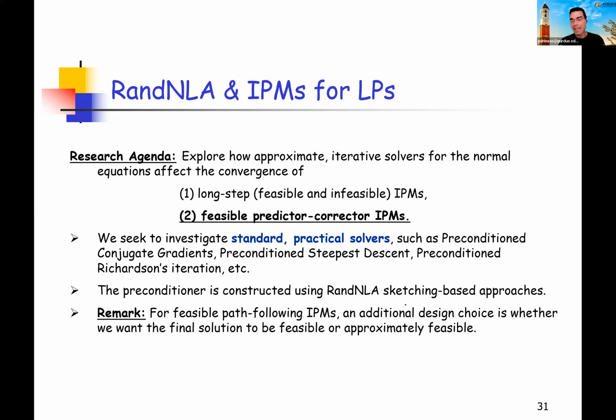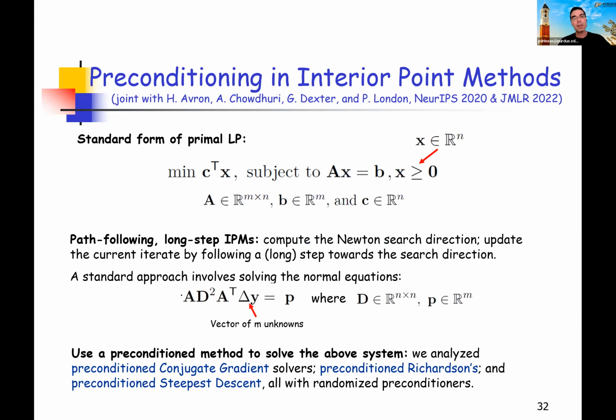And an additional design choice, and we're going to care about this for feasible path-following IPMs, is whether we want the final solution to be feasible or only approximately feasible. And I should highlight that this is a real issue, because if you solve the normal equations approximately, then you're almost certainly going to end up with infeasibilities, and that's going to mess up your proof. And this happens in practice, not just a theoretical concern.